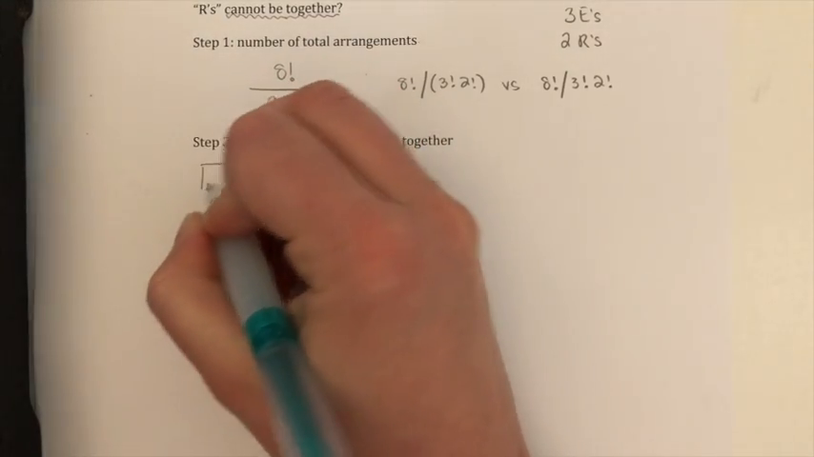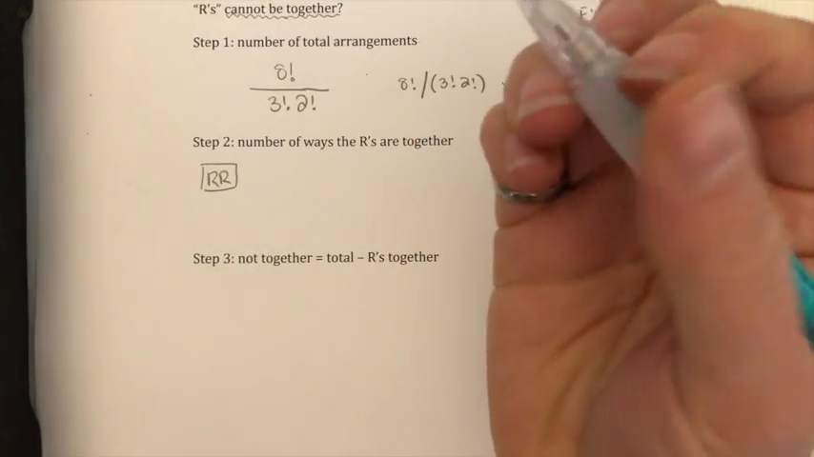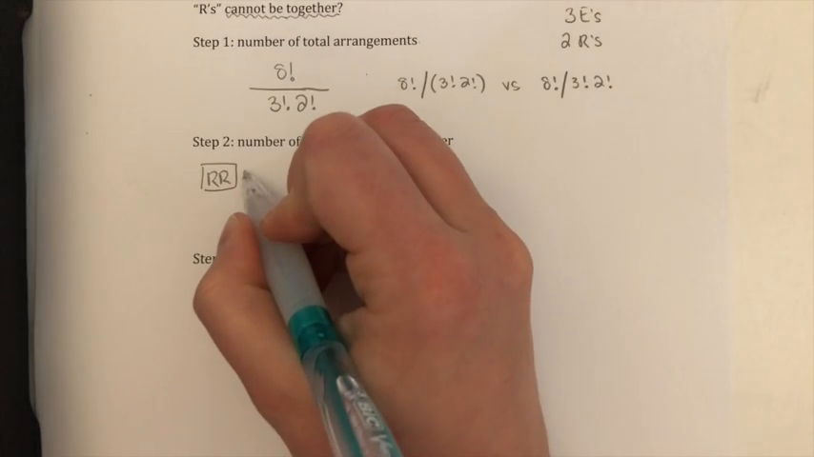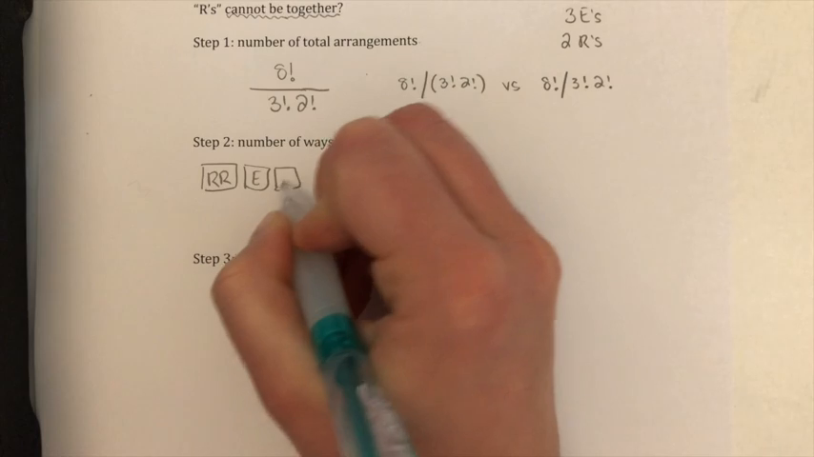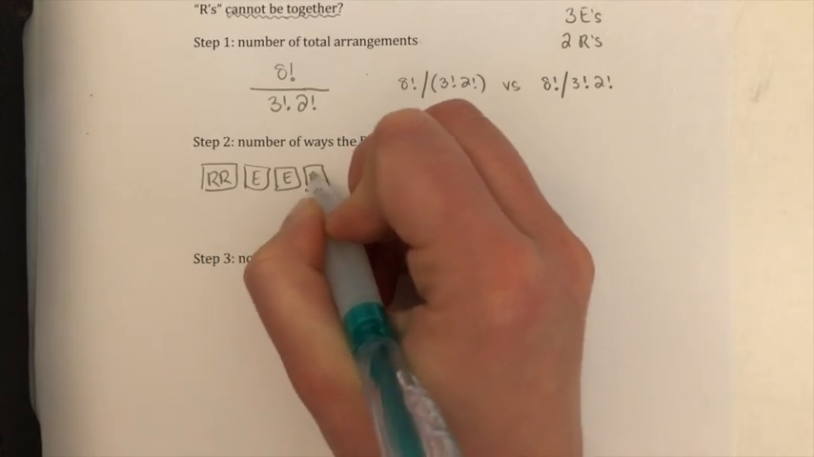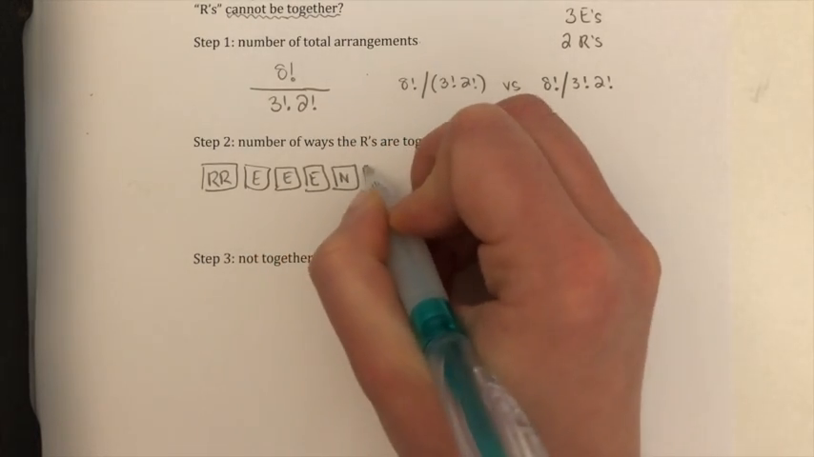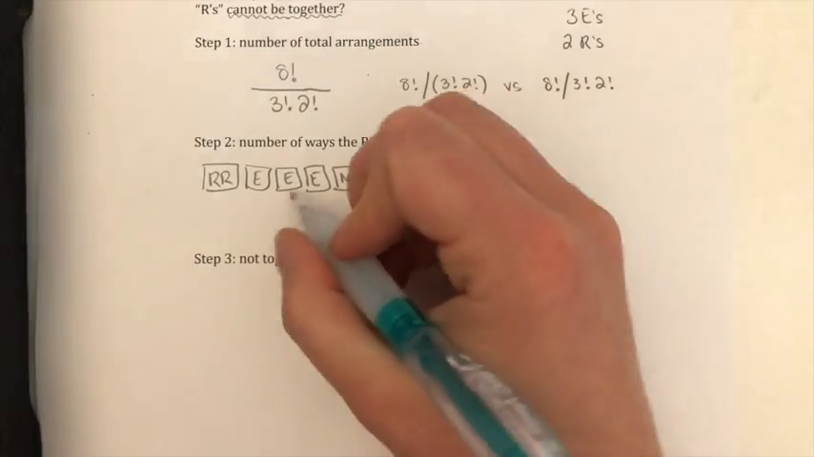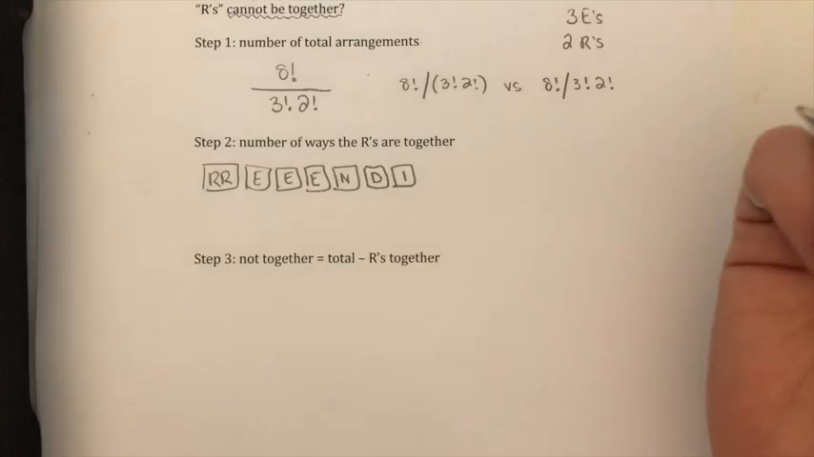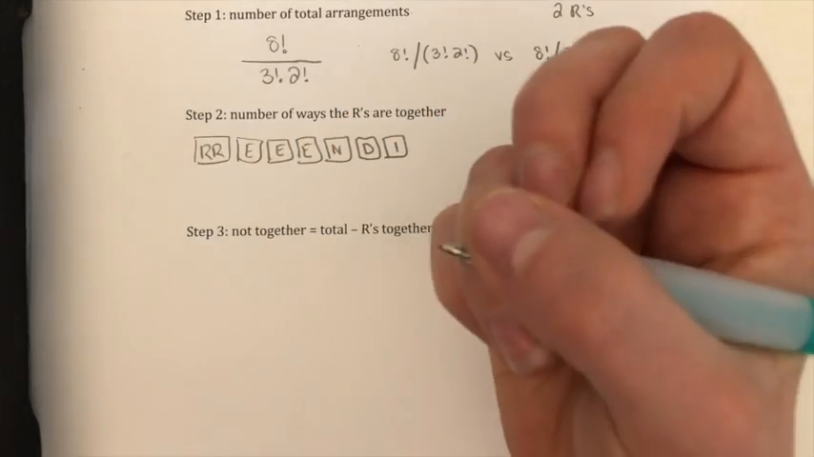Okay, so then we're going to look at the number of ways that the R's can be together. So we're going to group the R's. We've got RR as one Scrabble tile, and then we've got 3 E's, an N, a D, and an I. 1, 2, 3, 4, 5, 6, 7. Okay, so there's all my letters. The R's are in a group together.